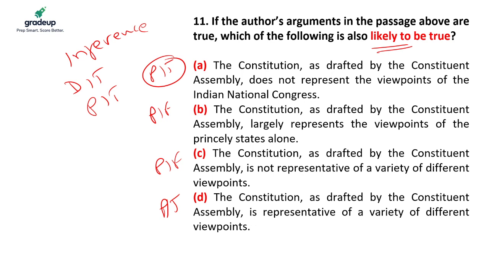Which of the following are likely to be true? The Constitution as drafted by the Constituent Assembly does not represent the viewpoints of the Indian National Congress, or D, the Constitution as drafted by the Constituent Assembly is representative of a variety of different points of view. Now you will see, because we are stuck between two, go back to the first one. Here this is probably true, but then we did not think it fully.